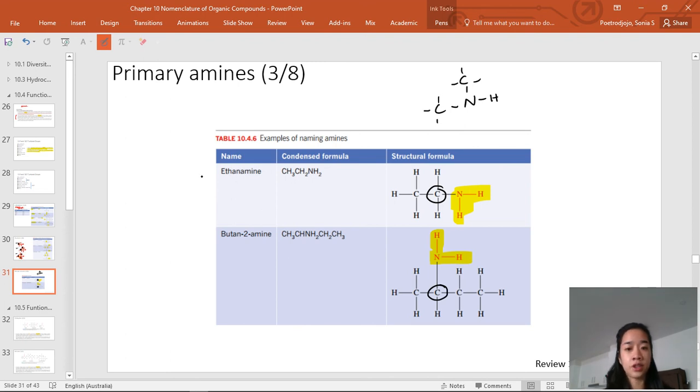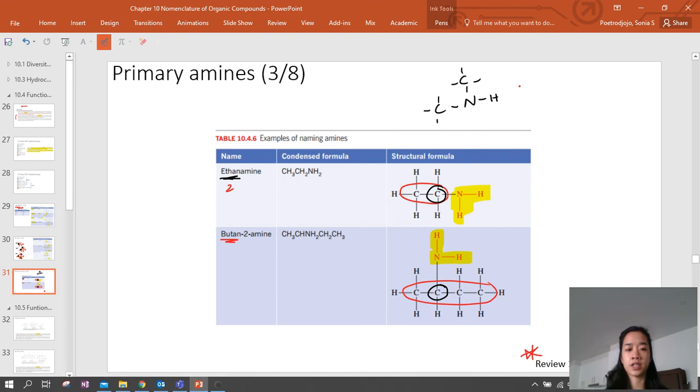And again, you can look at the naming. Ethanamine, because there are 2 carbons here. So ethan means 2 and butan means 4. Okay, you can pause the video here and you can complete the review questions 10.4 on page 303. Otherwise, you can keep going and do the questions later.